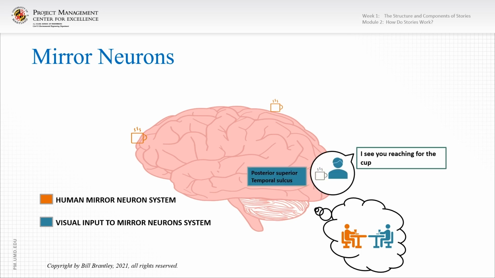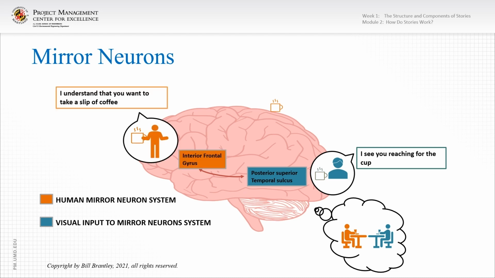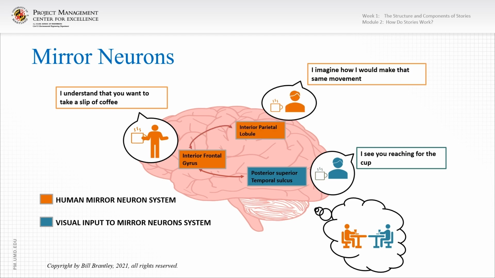So you see me reaching for the cup, okay? And as I'm reaching for the cup, it travels to another part of your brain. And in the prefrontal cortex, you are saying, okay, he's reaching for a coffee cup. I think he wants to take a drink of coffee. And you're right. And then when you got that information, it travels to another part of your brain.